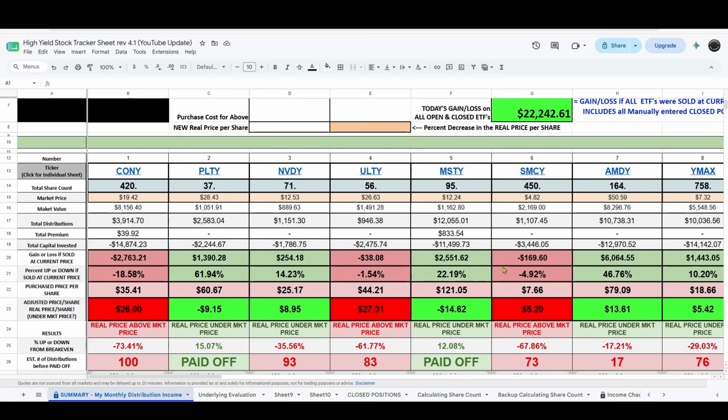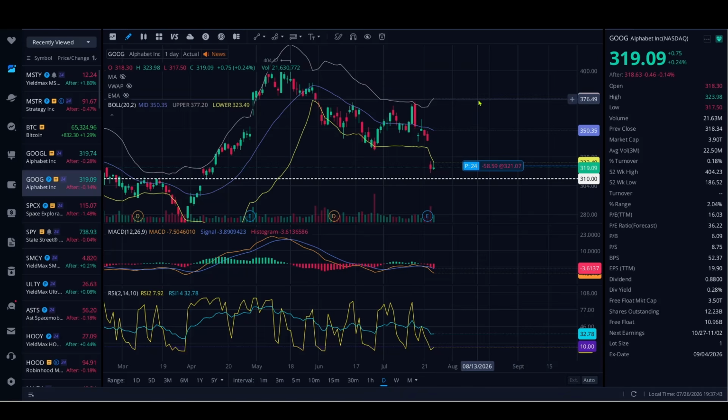So today we're going to update that spreadsheet, enter in those distributions, find out what my new real price per share is, and you'll notice not much of a change for this week. But before we get into that, let's take a look at Google. And here we are on Google.